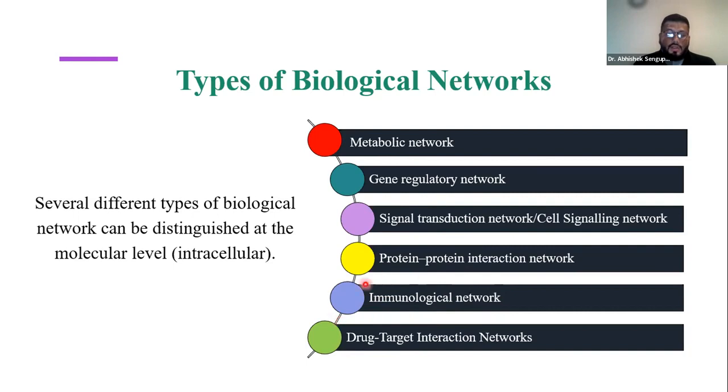These are also intracellular networks, but they don't come under any particular category. They are very specific, for example, immune networks or immunological networks. Depending on all the immunological aspects, you can make networks. Then there are drug target interaction networks, or DTIs. This particular field is called network medicine these days, or network pharmacology. So all this counts as drug target interaction networks. Fine.